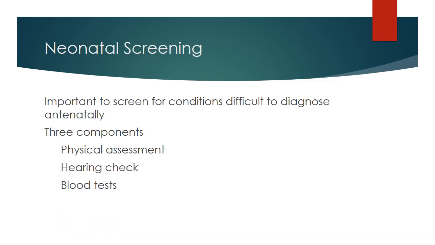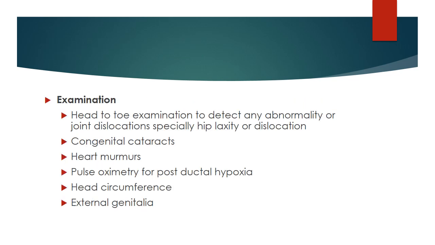Screening is important to screen for conditions that are difficult to diagnose antenatally. There are 3 components: physical assessment, hearing check, and blood test. Examination is a head-to-toe examination to detect any abnormality or joint dislocation, especially hip laxity or dislocation, congenital cataracts, heart murmurs, pulse oximetry for postductal hypoxia, head circumference, and external genitalia.